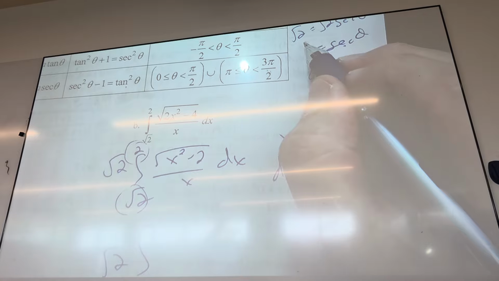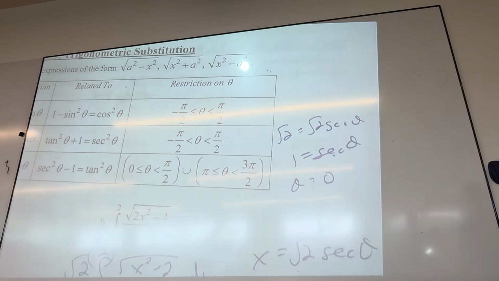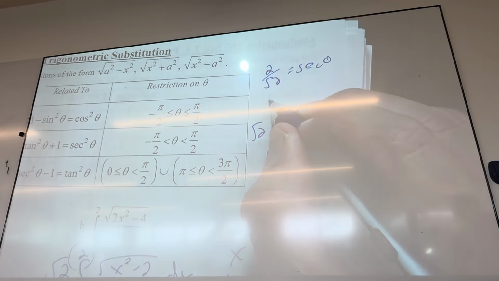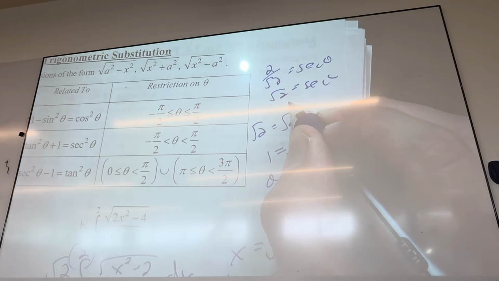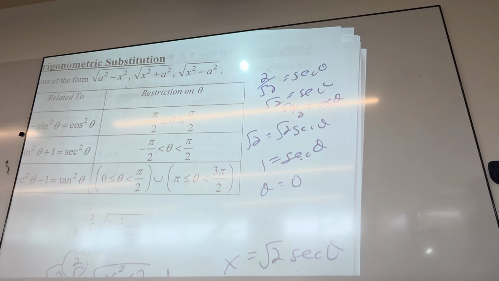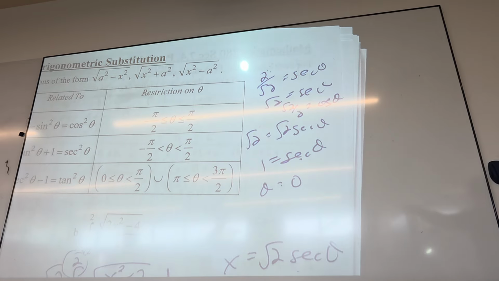What if x is 2? Then I get 2 over rad 2 is secant, so rad 2 is secant, and rad 2 over 2 is cosine. What is cosine of rad 2 over 2? Pi over 4.